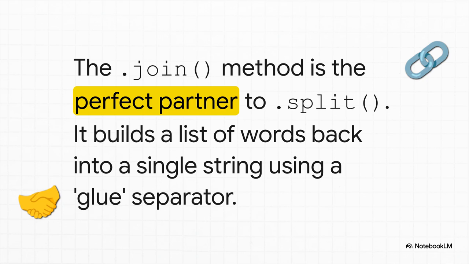And of course, there's a flip side to that coin, the .join method. This one does the exact opposite. You take a list of words, you tell it what glue to use to stick them together, like a space, and boom, you've got a single string again. These two, .split and .join, they're like a dynamic duo for restructuring text.